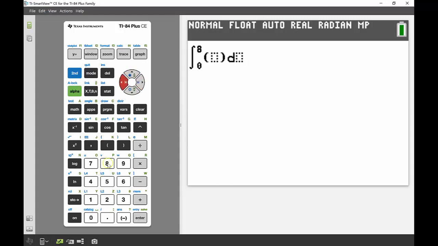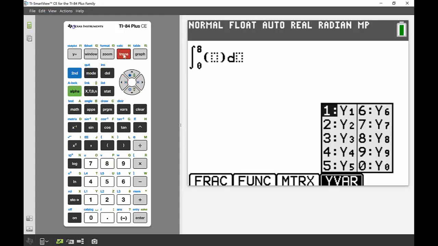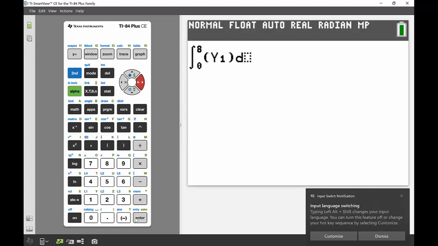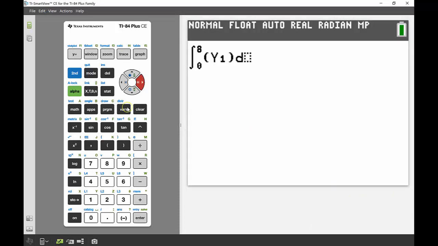Same as we did for the differentiation, instead of typing in that equation, I can use my Y1, which I find under alpha F4, and that's going to take the equation from Y1 and paste it in. And I'm integrating with respect to x, so then I type x in at the end. Press enter, and there we go, that's my displacement.